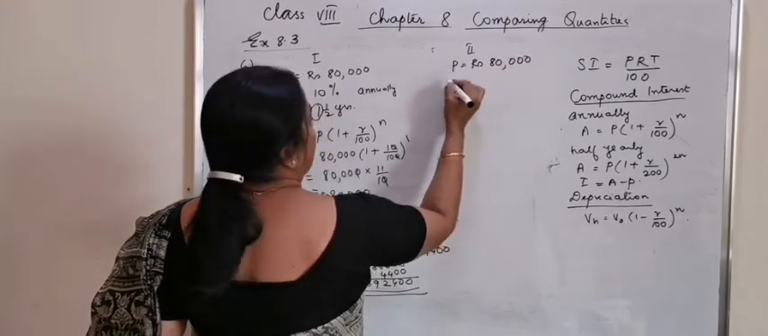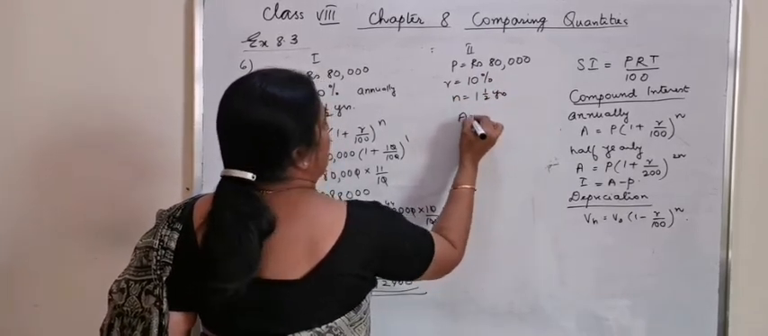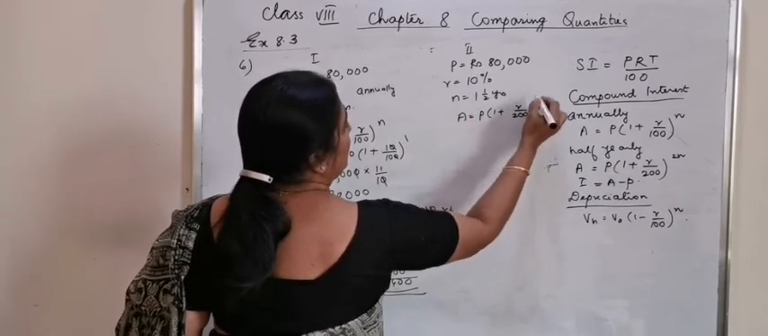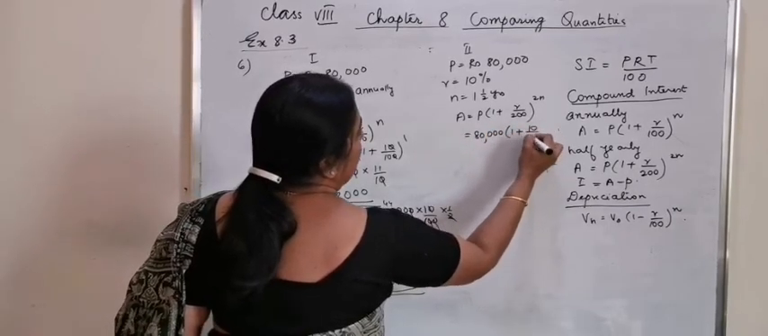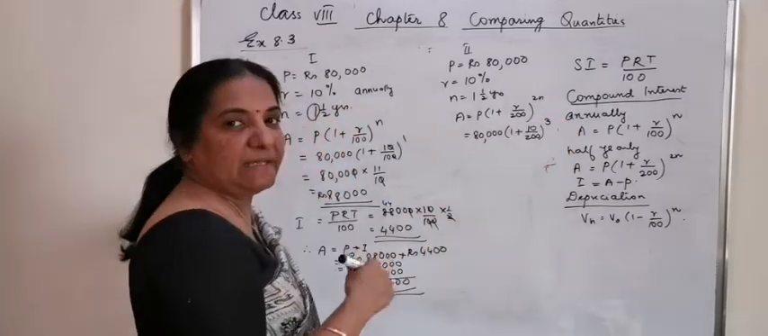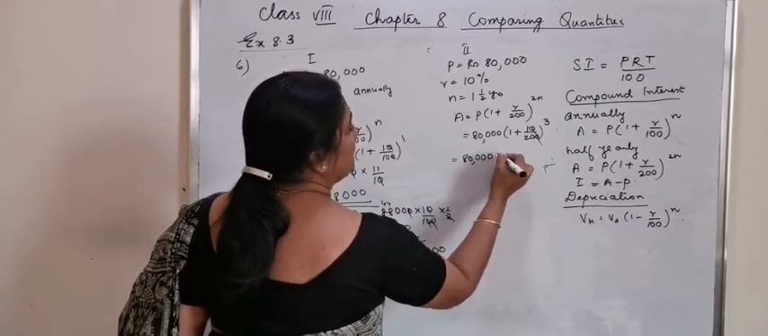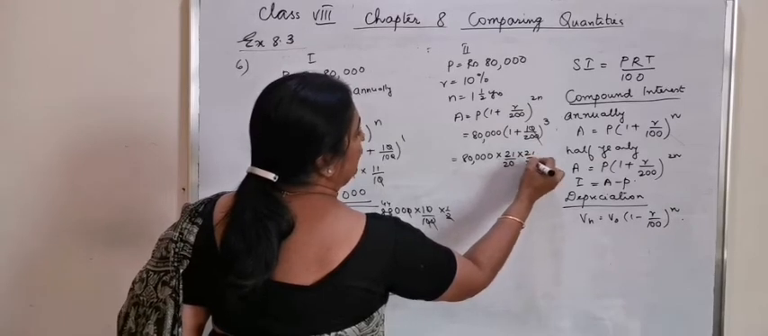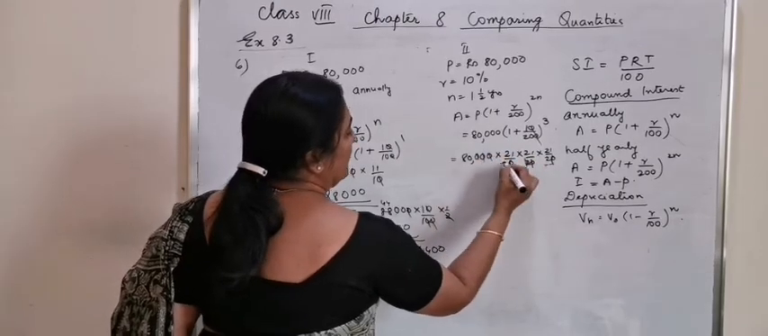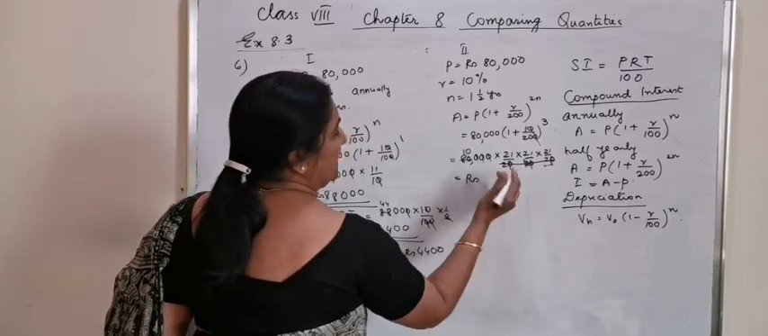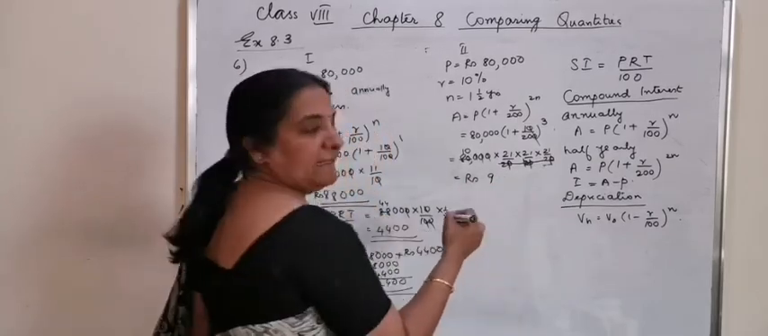Let's calculate the amount by the compound interest calculated half yearly. Amount is equal to P into (1 plus R by 200) to the power of 2n, 80,000 into (1 plus 10 by 200) to the power of 3. 1.5 years will become double as 3 years. 80,000 into 21 by 20 into 21 by 20, 21 by 20, 8, which is equal to rupees 21 into 21 is 441 into 21 is 9,261.